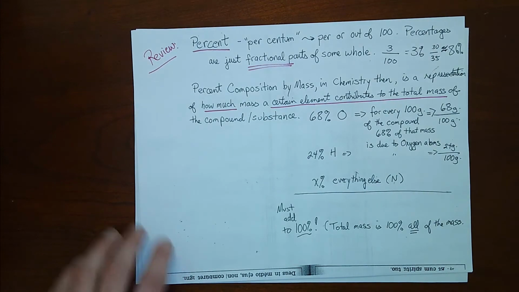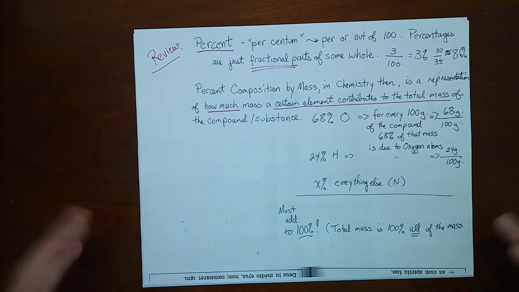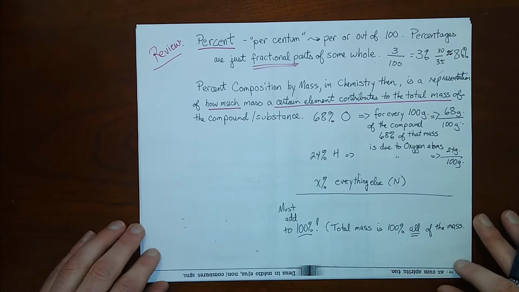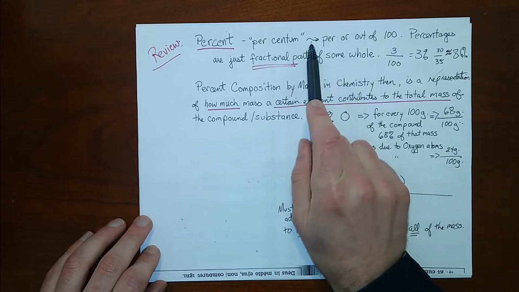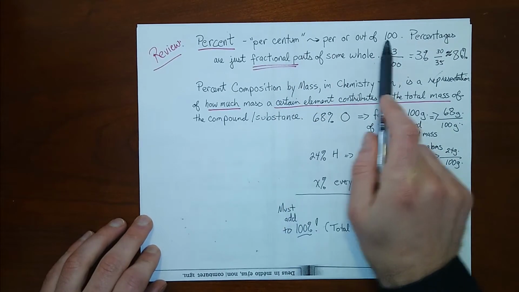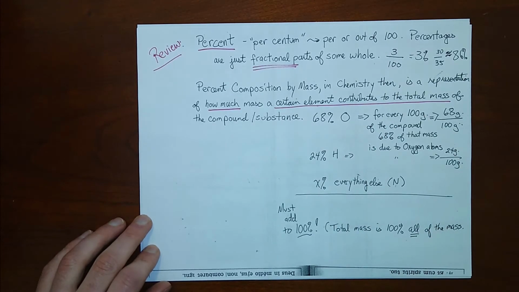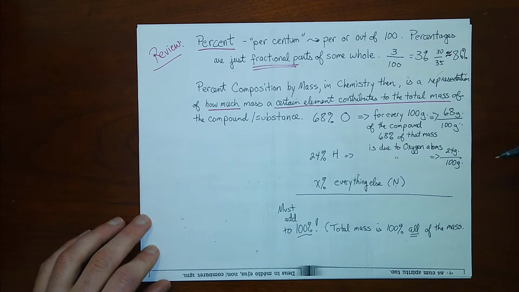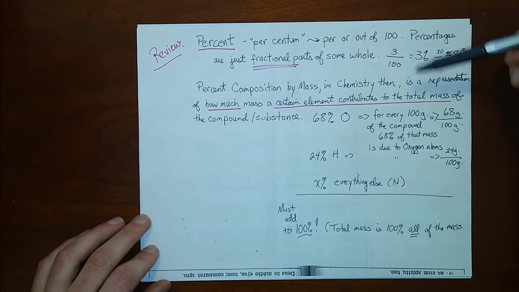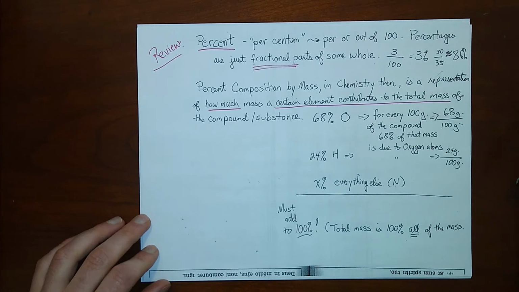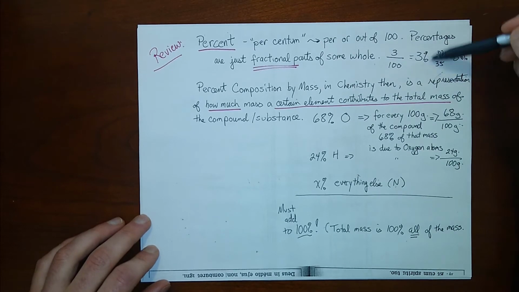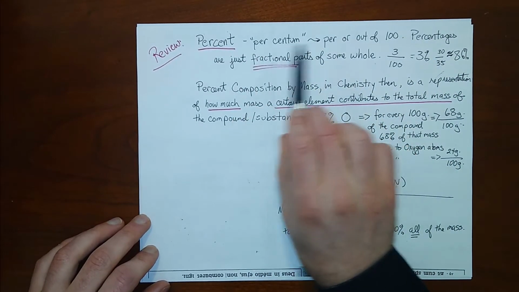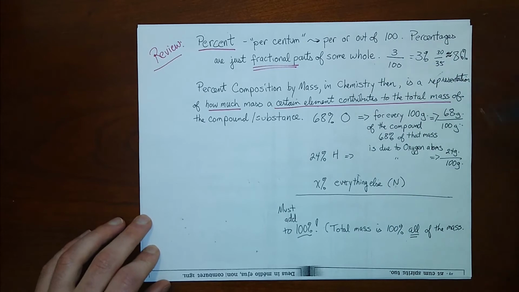So, some quick review about percentages. For this to make sense, you have to clearly understand what a percent is and what it means. Percent, remember, means per centum, the Latin for out of 100. So centum is 100. Percentages are just fractional parts of some whole. I can always represent a percentage as a fraction, and I can always take a fraction and convert it into a percentage simply by performing the division that the fraction indicates. So if my fraction is 3 out of 100, that is 3%. It's 3 per centum, 3 per 100.